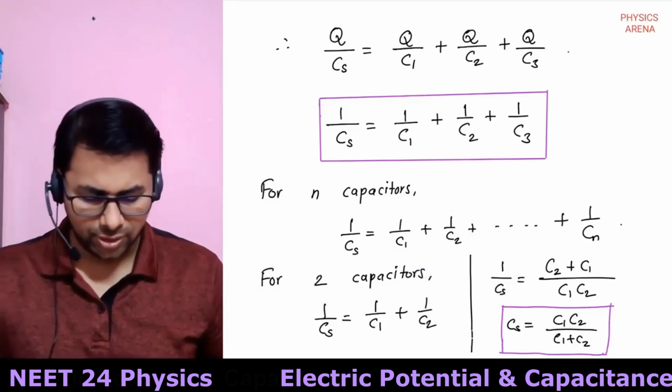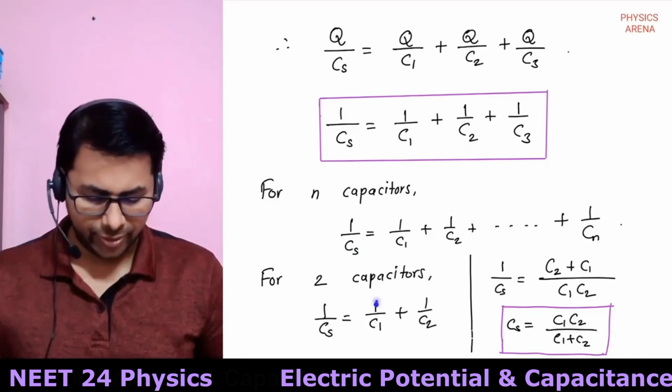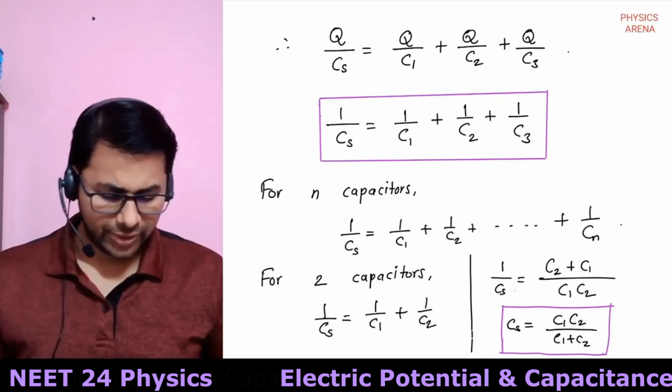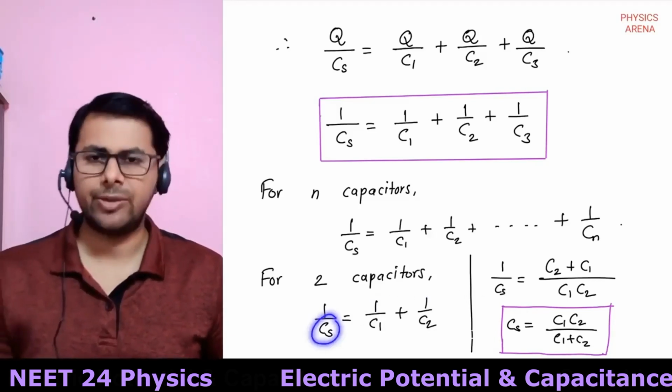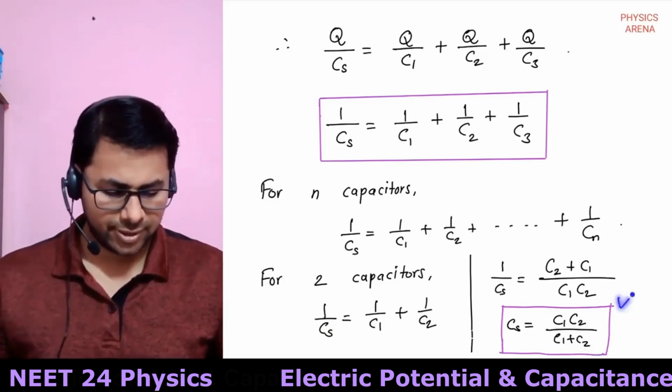Now it's good to remember, for two capacitors, 1 upon CS is equal to 1 upon C1 plus 1 upon C2, and then we can find CS. It will be equal to C1 C2 divided by C1 plus C2. Is this thing clear?